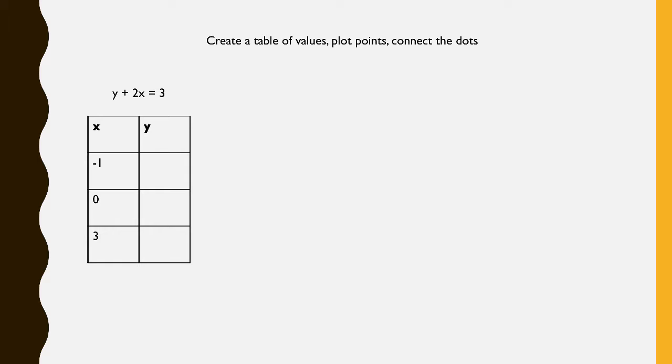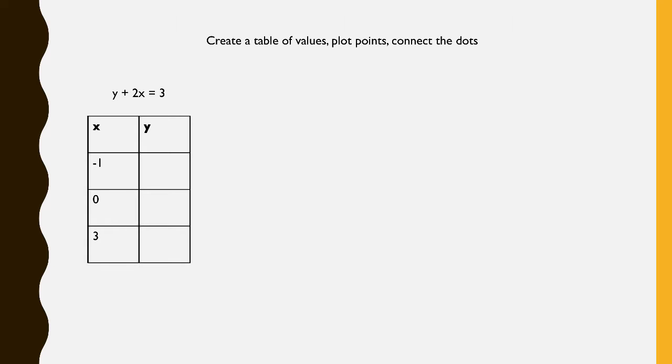I'm going to use a -1 and a 0 and then a 3 for x. For each one of those, I'm going to plug that value into the equation and solve for y. Now why 3? Why is that some sort of magic number? Why am I doing 3 values?